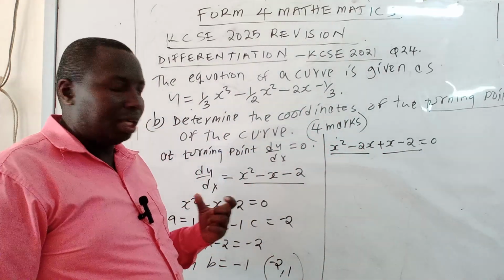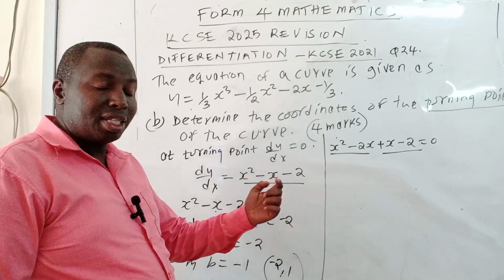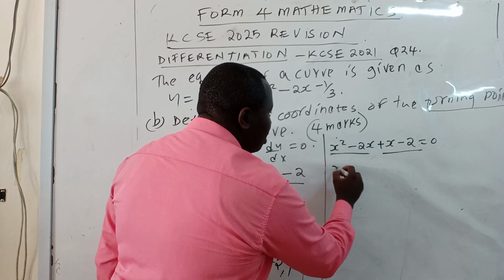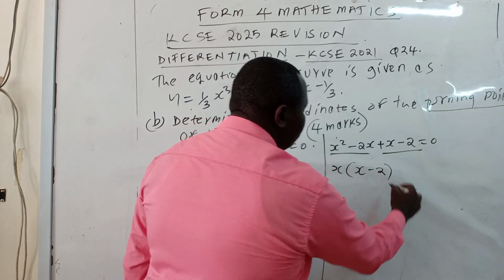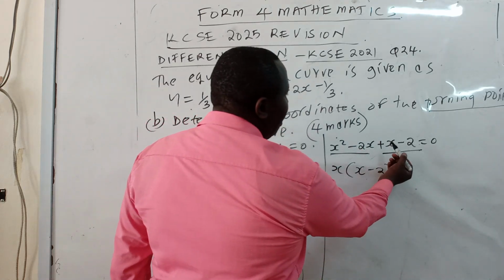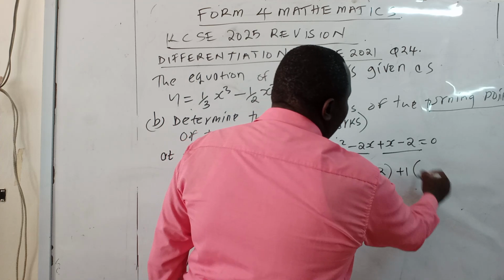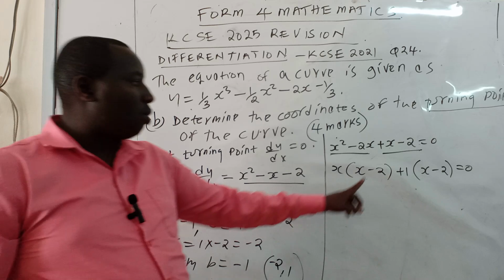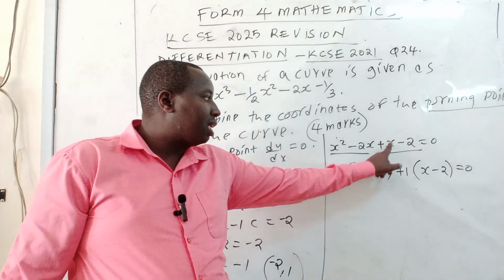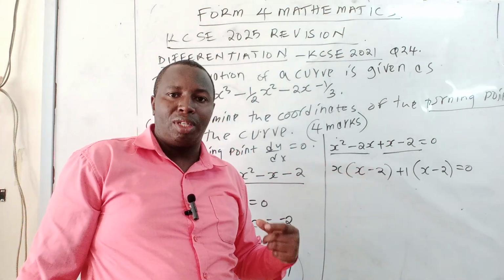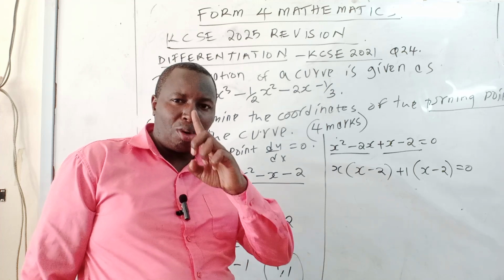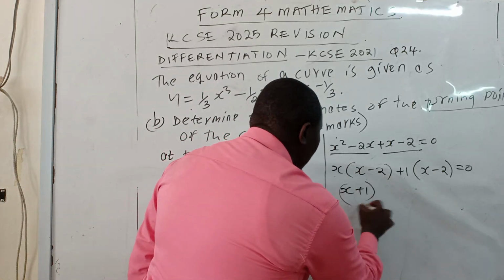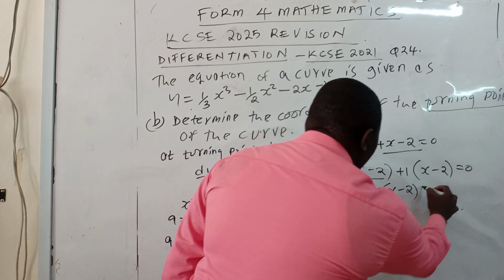You factorize by grouping. You group the first one, and now the second one. The first group, what is common? X is common. Then you get x minus 2. The second one, plus 1 is always a common factor, so you put plus 1 to get x minus 2. So plus 1 is a common factor. Therefore, take this x plus 1, and then x minus 2.